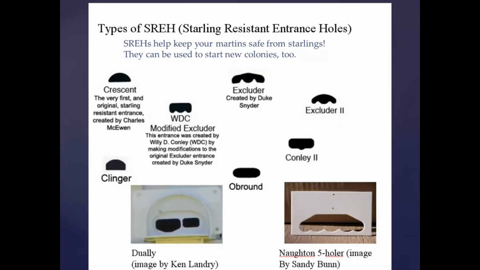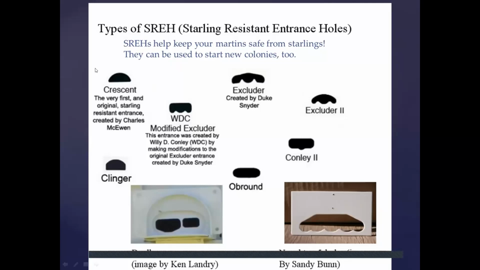So moving on from there, the most common SREH that you'll probably encounter is the crescent. And this is the one that you commonly see in S&K houses, other plastic houses on the market. It's commonly available in all kinds of gourds and on trio plates too. And then some others that you may see are the WDC or modified excluder.